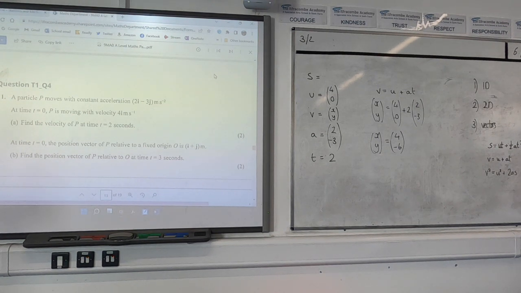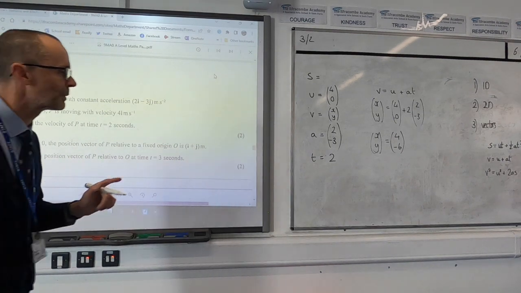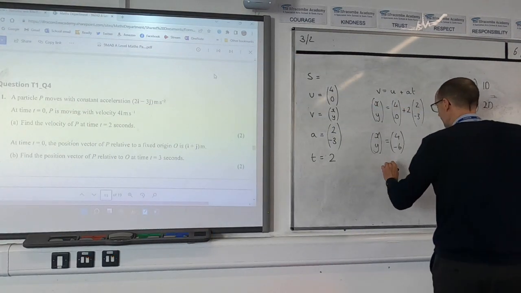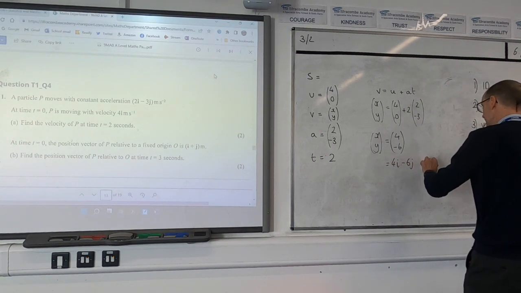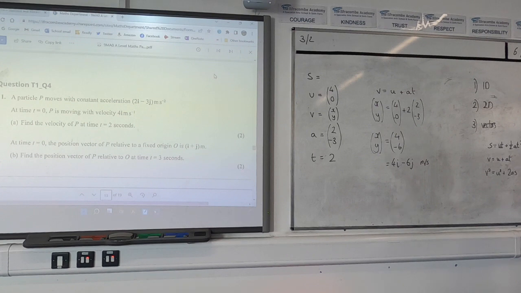Can I get you to tell me the speed at 2 seconds as well, even though it doesn't take... can you tell me the speed at 2 seconds? We've worked out the velocity, and I guess because they've used IJ notation, I ought to give my answer. Can I get you to work out the speed and the direction in which it's travelling at that point?